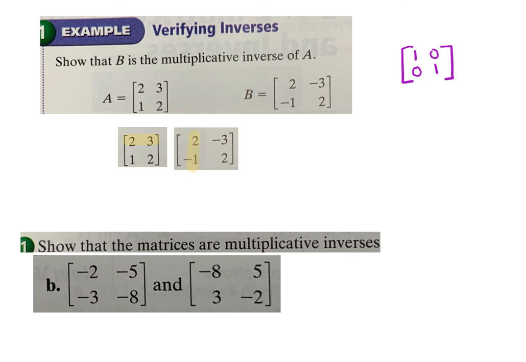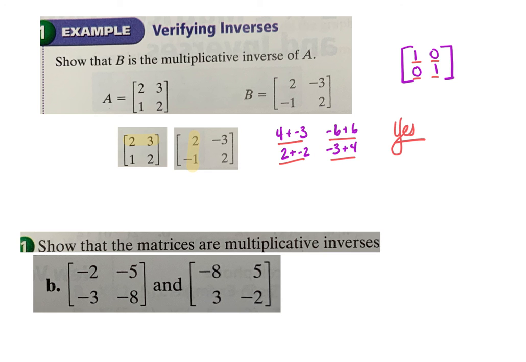Row by column. So I'm going to say 2 times 2 plus 3 times -1. Then I'm going to say 2 times -3 plus 3 times 2. Then 1 times 2 plus 2 times -1, then 1 times -3 plus 2 times 2. Things are looking good. 4 plus -3 is 1, right? -6 and 6 is 0. -2 and 2, -3 and 4. So yes, these are inverses of each other.